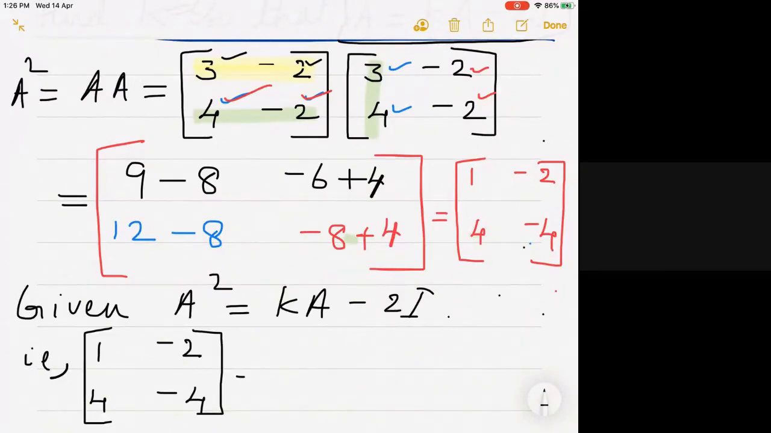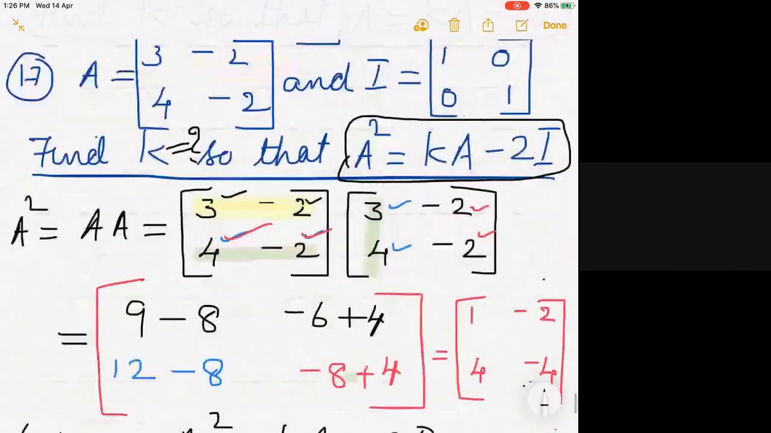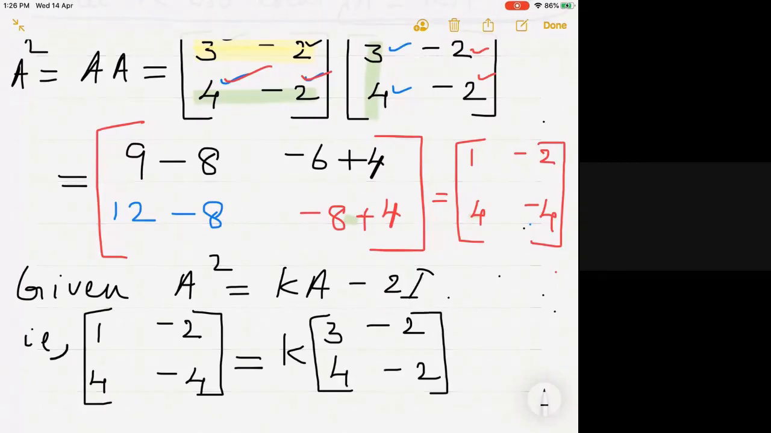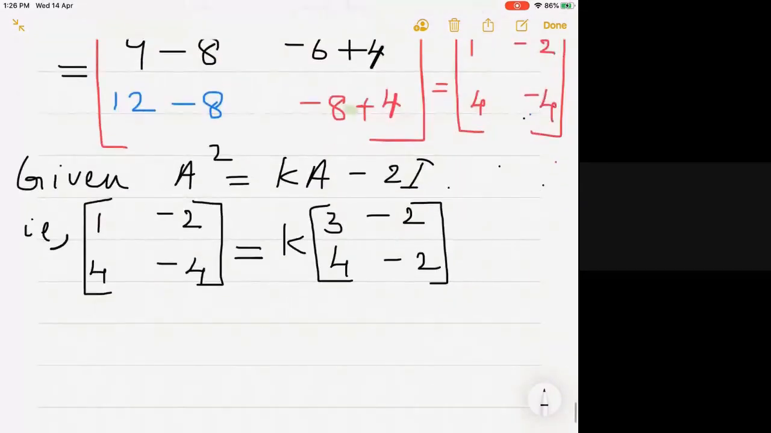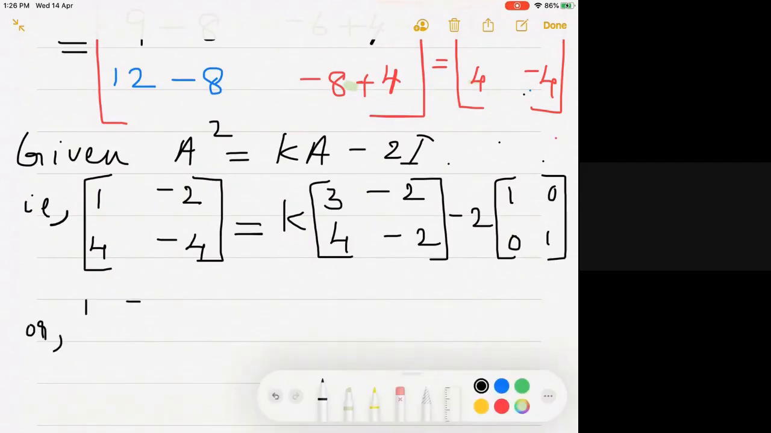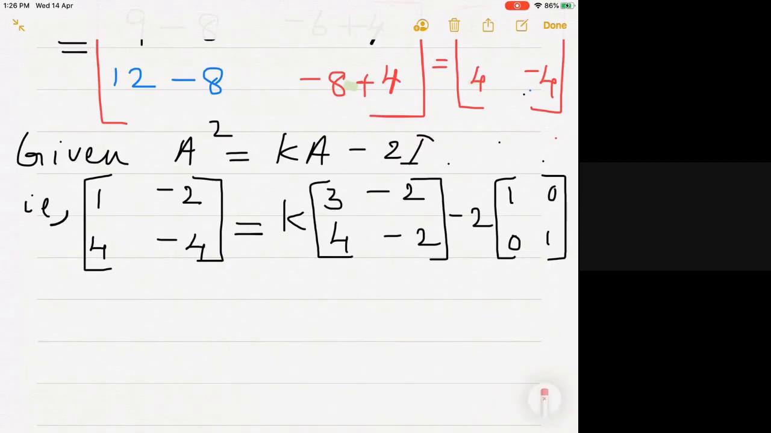And this matrix equal to K into A. So let us write here what is A. A is given as 3 minus 2, 4 minus 2. Minus 2I. I is the unit matrix. Now do the operations. So we'll get 1 minus, no need of doing anything on the left hand side. So you can continue like this, which is equal to only right hand side, you are simplifying.